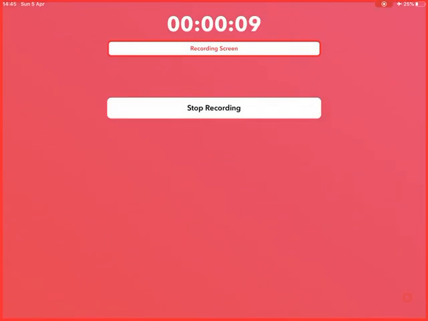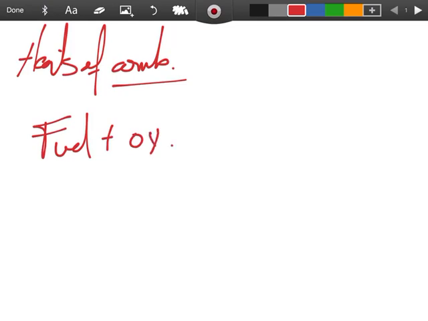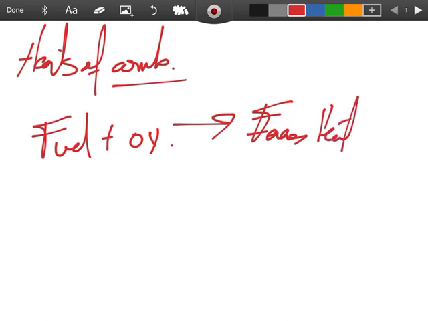Okay, now let's jump to our app and we will continue with our class of heats of combustion. Very well. We already have discussed what a combustion is, right? It's a fuel plus an oxidizer that is going to give you energy in the form of heat, and usually it will also give you CO2. So that's the definition of a combustion.